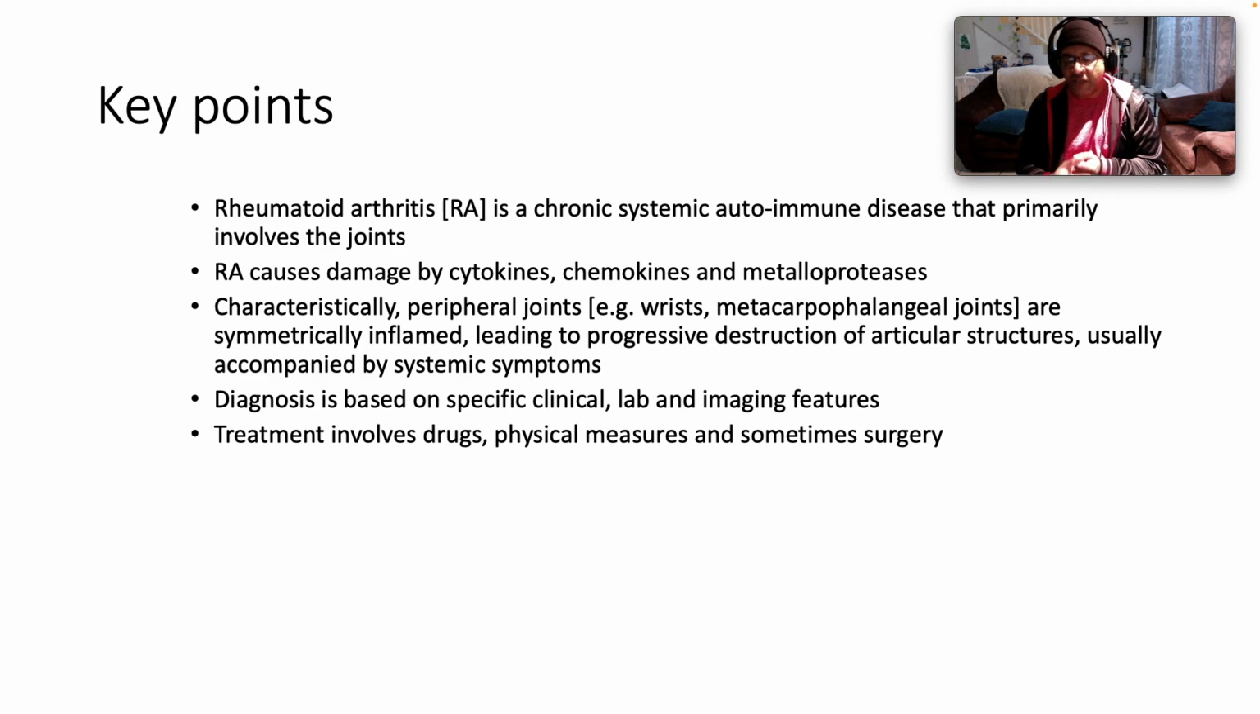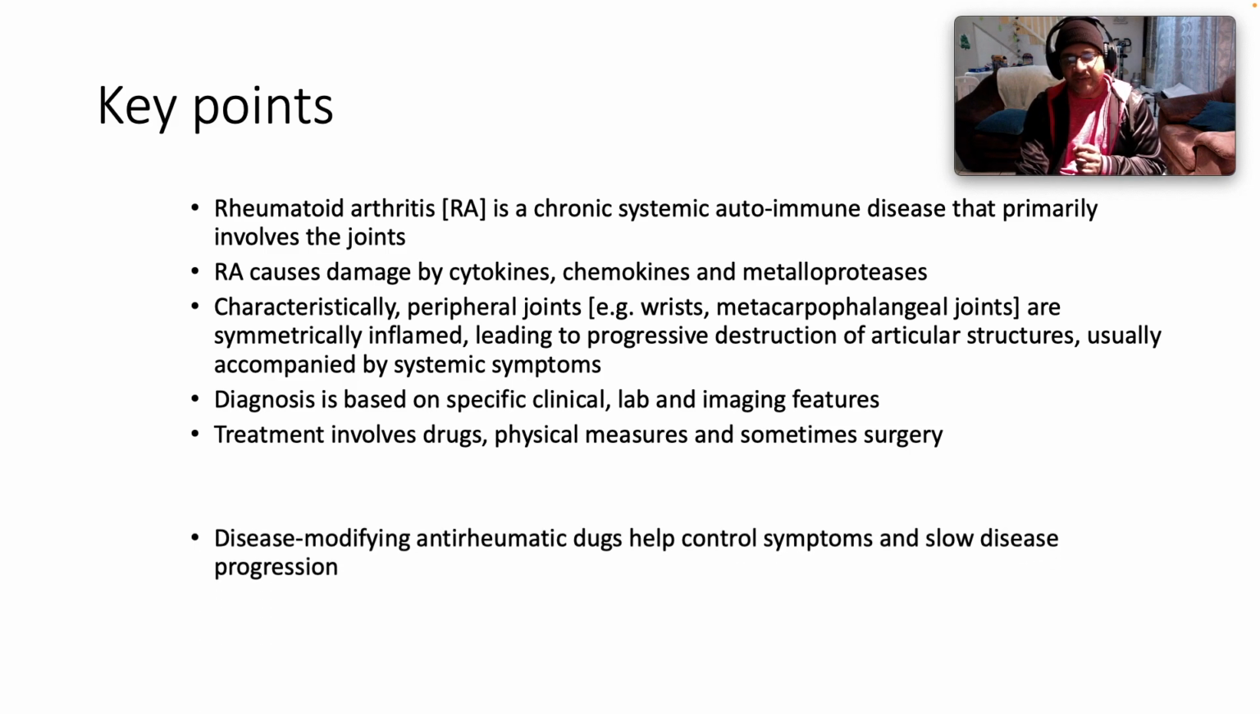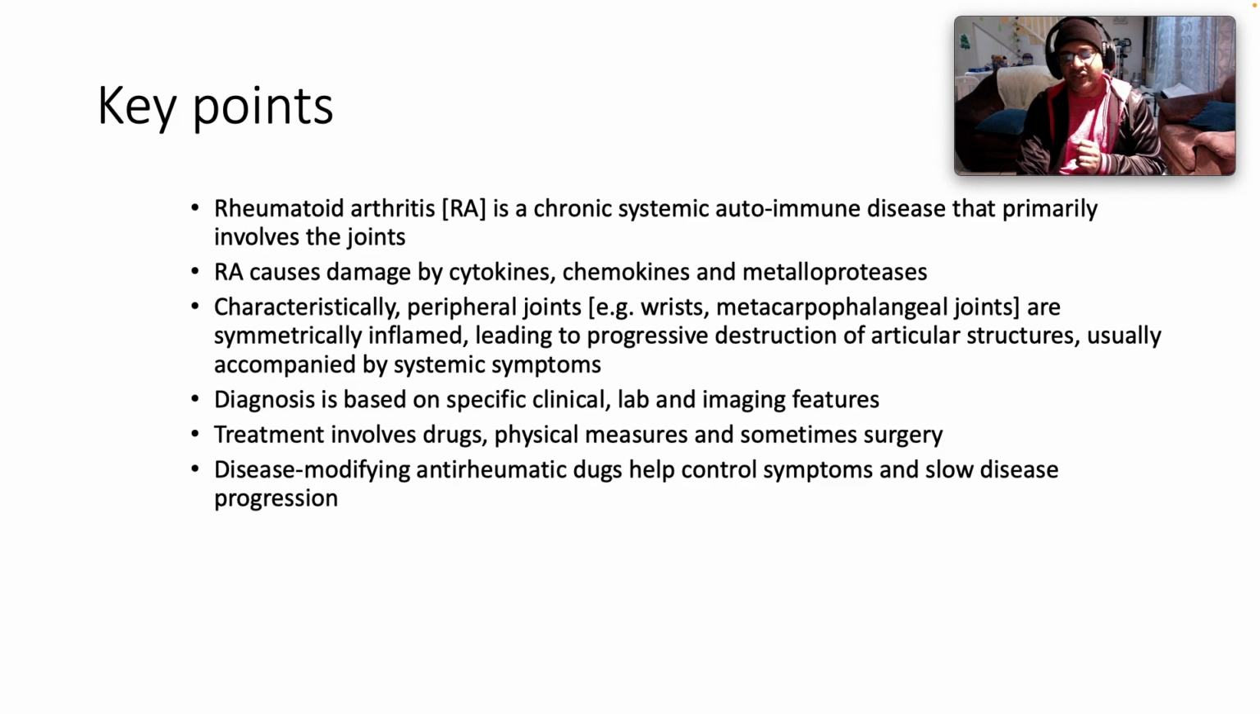We spoke to the rheumatoid factor and the anti-cyclic citrullinated peptide, anti-CCP. Treatment involves drugs, physical measures, sometimes surgery. Disease-modifying antirheumatic drugs help control symptoms and slow disease progression. The anchor drug is methotrexate.